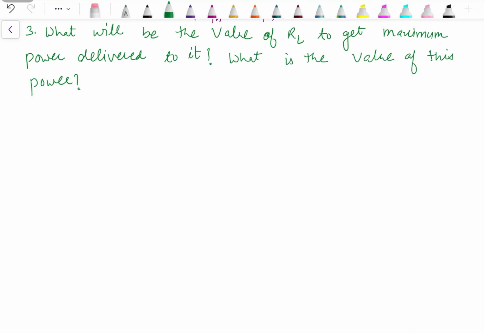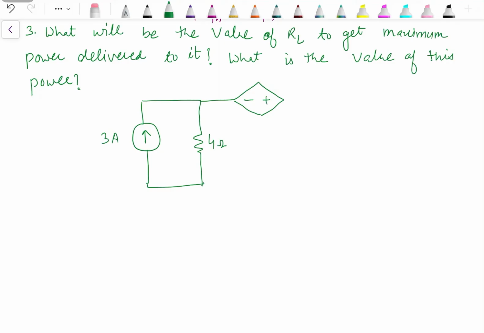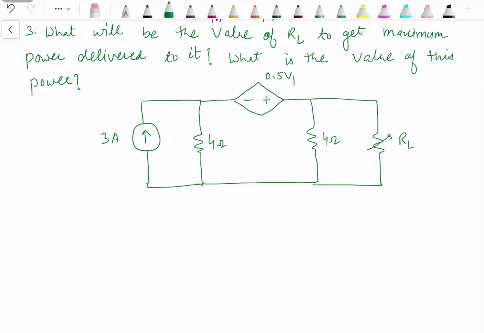The circuit is a 3 ampere source in parallel with 4 ohm resistance. Here we have a voltage dependent voltage source, another 4 ohm resistance, resistance RL, and voltage across this is V.